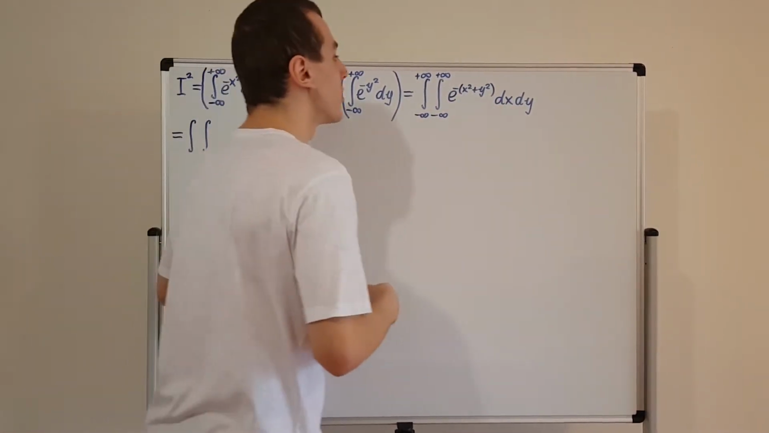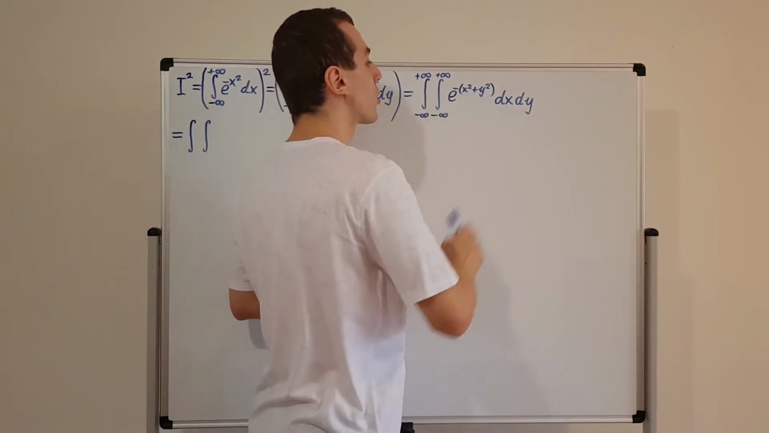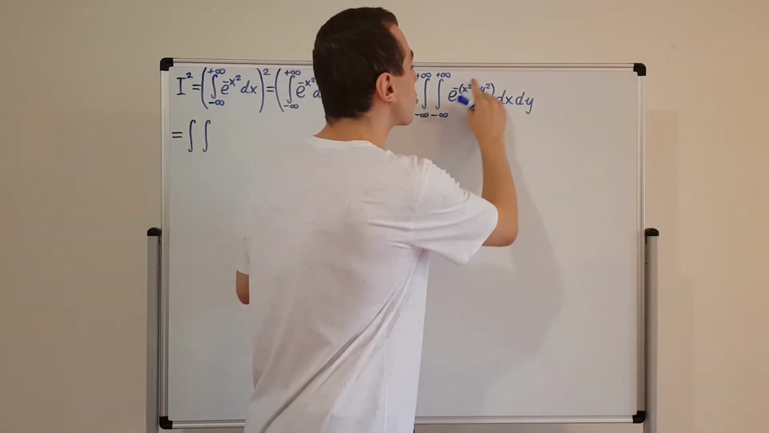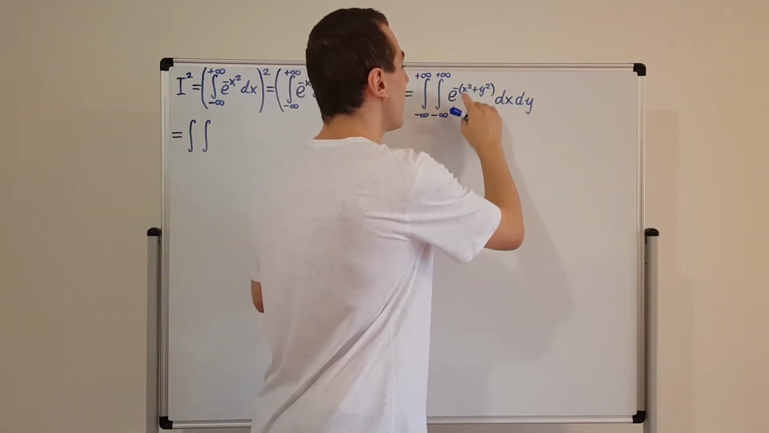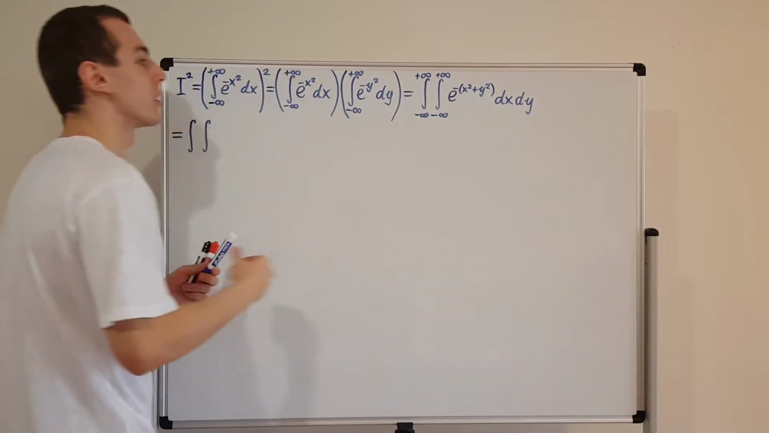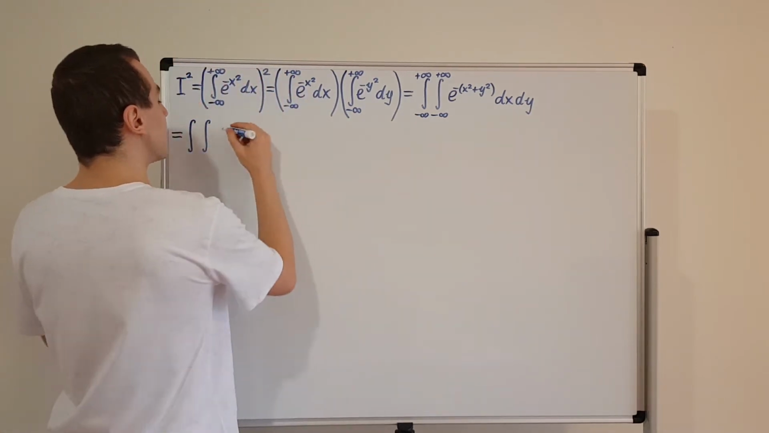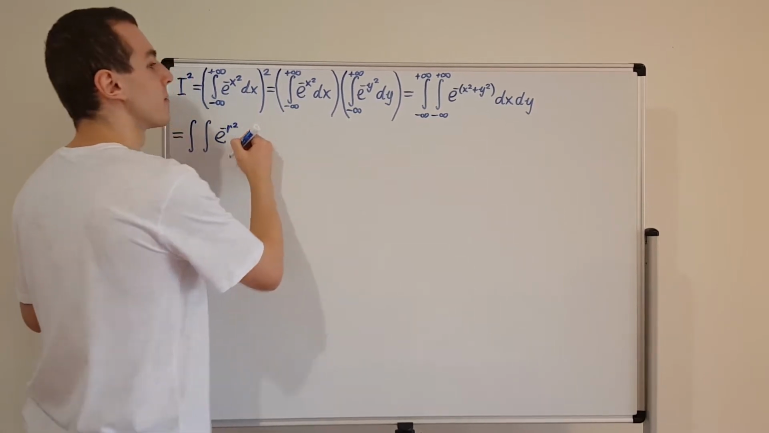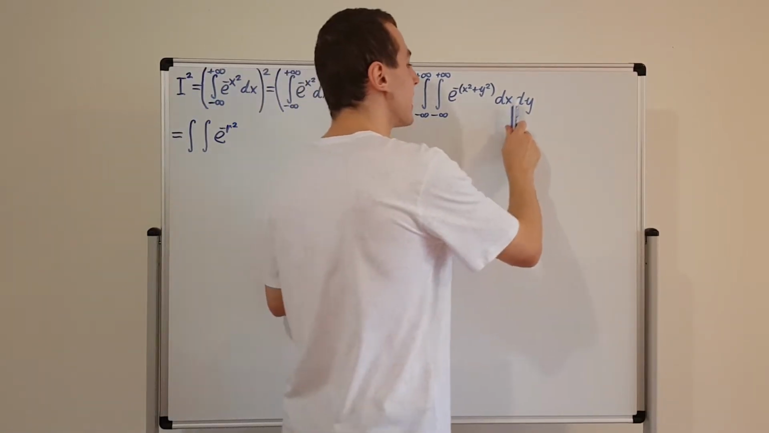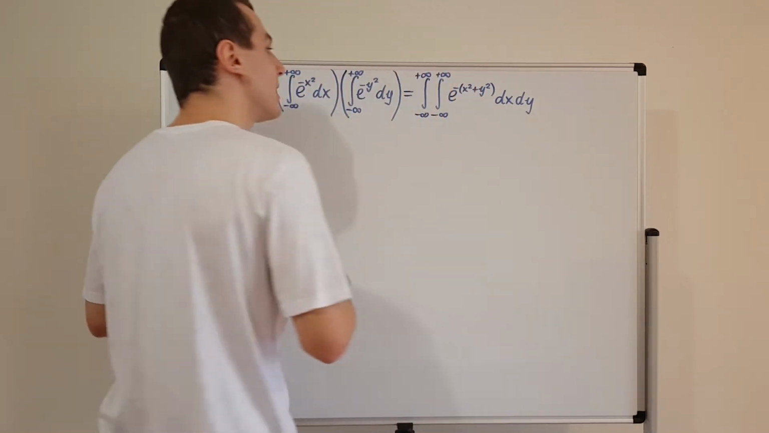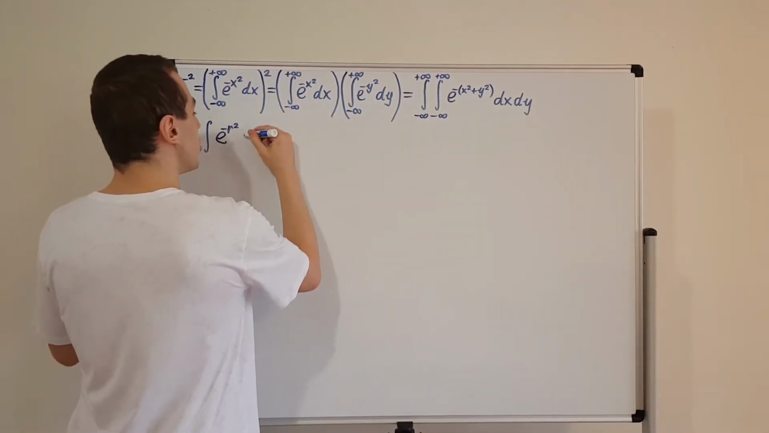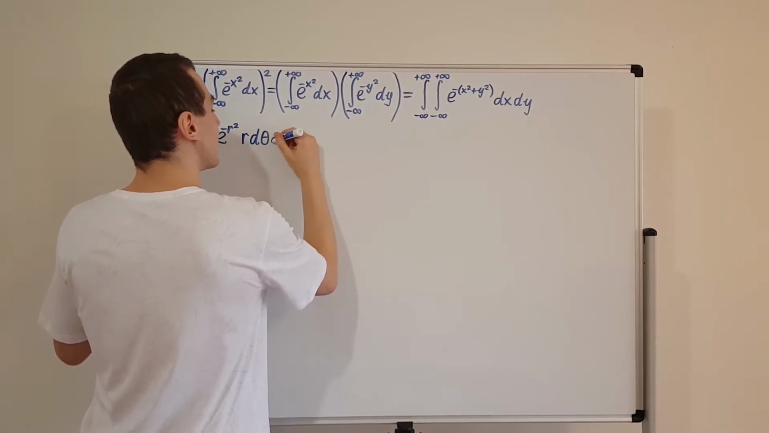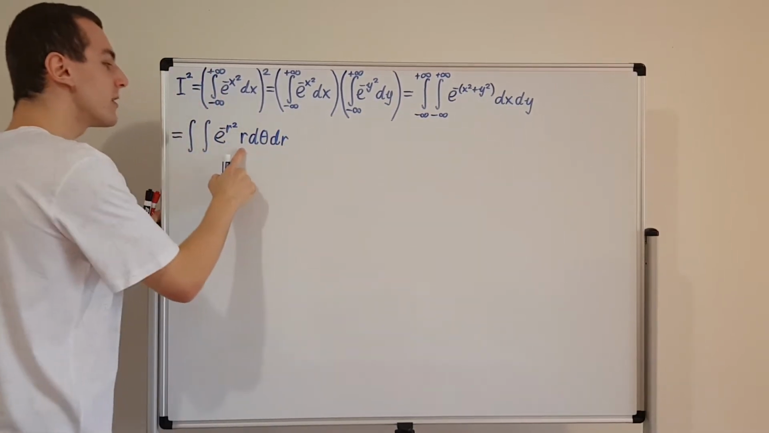What is x squared plus y squared when we go into polar coordinates? Well, if you remember the Pythagorean theorem, this is the same as the radial distance squared. So x squared plus y squared, that's the same as r squared. And we're using r, that is the radial distance in polar coordinates. So then we have minus r squared. What's going to happen to this dx and this dy? Well, dx and dy, they're actually going to turn into r d theta dr.